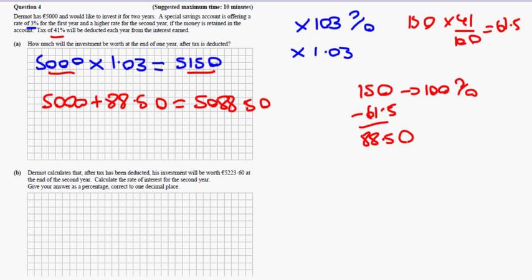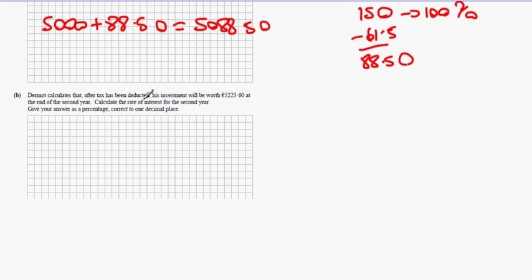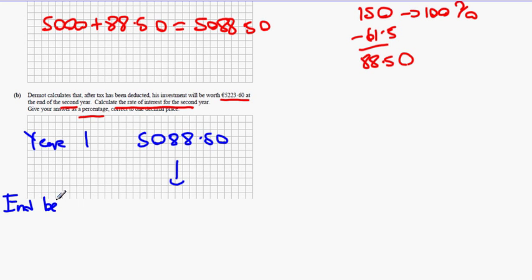€5,088.50. Derek calculates that after tax has been deducted, his investment will be worth this much at the end of the second year. Calculate the rate of interest for the second year, give your answer as a percentage. So what happened was, at the start of year 1 we have this much money. We then get interest added on, so we have the end before tax, and we have a certain number in here that we don't know.